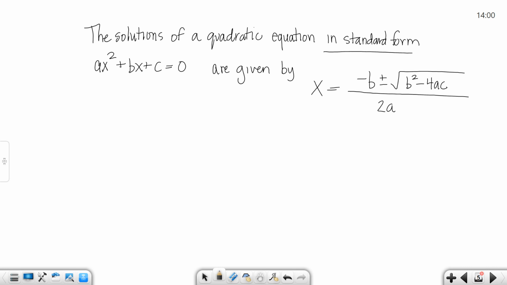The first thing I want to point out about the quadratic equation is it has to be in standard form first. Standard form means your powers are descending and it's set equal to 0. And your quadratic equation is x equals negative b plus or minus the square root of b squared minus 4ac all over 2a.